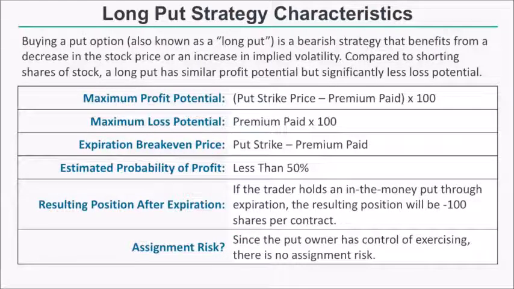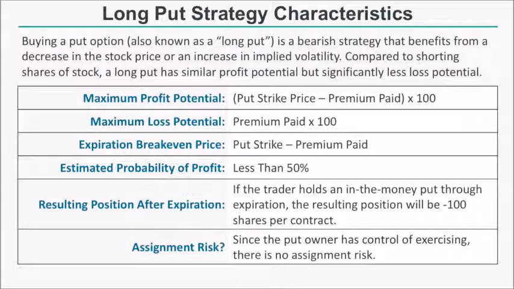So the maximum profit potential of a long put strategy is the put's strike price minus the premium you pay, times 100. Now the maximum loss potential, as we just talked about, is the premium paid times 100. So you have limited loss potential.